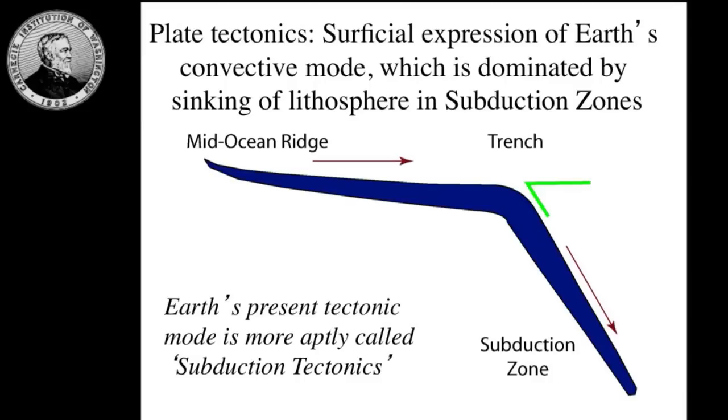And in a sense, a more accurate representation of our tectonic regime would be to call it subduction tectonics, because plate tectonics is a superficial expression of purely kinematic description of what the plates are doing. The dynamic description of plate tectonics is centered on how the lithosphere sinks in subduction zones.